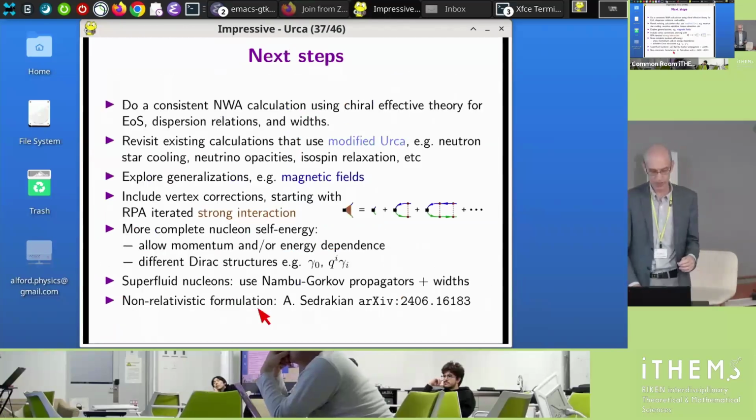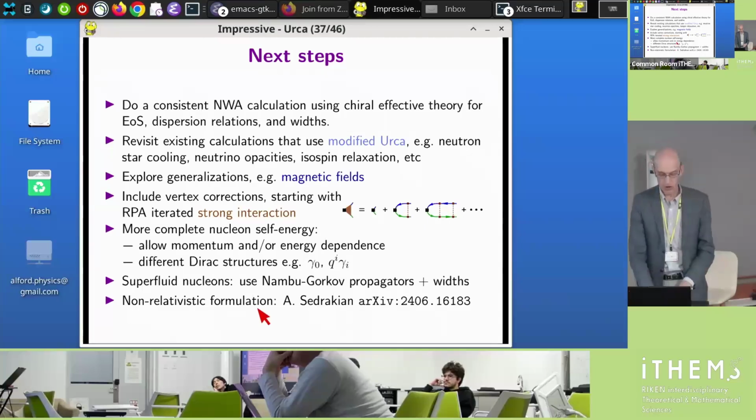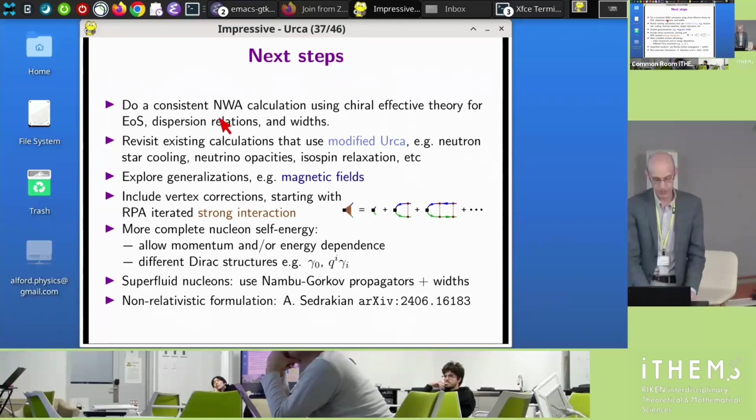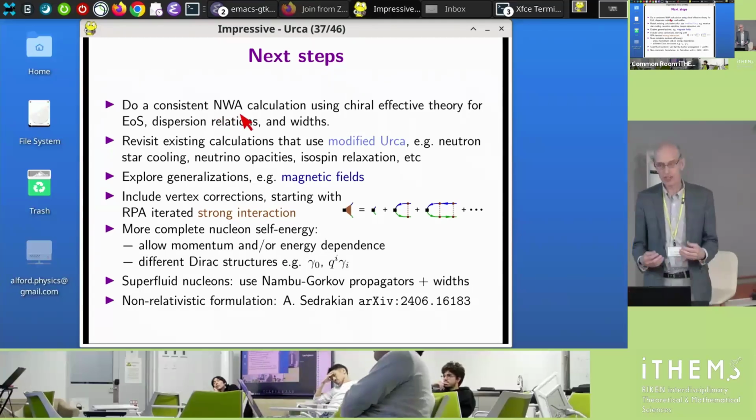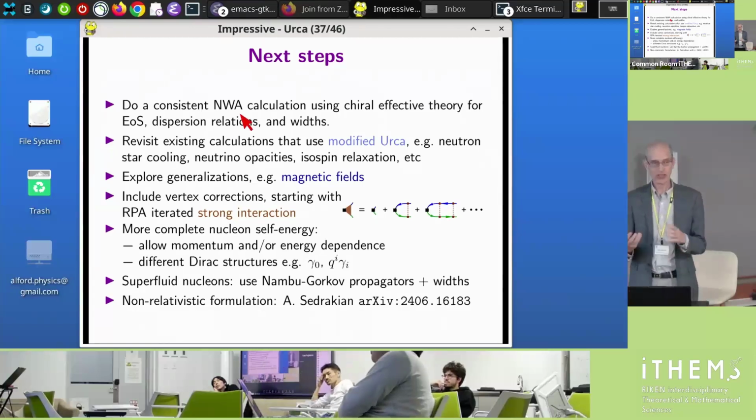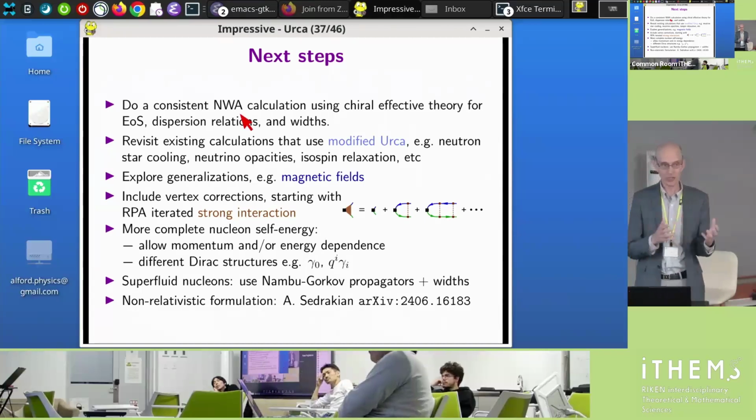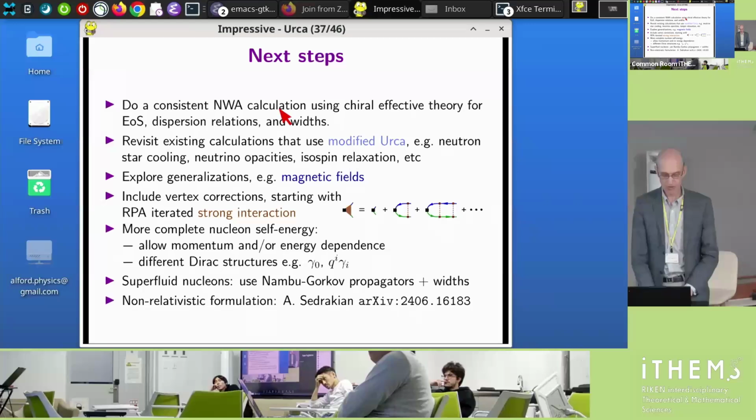So let me go to the next steps. This is the final slide. As has become clear from the questions, there are lots of ways in which you can take this further. In the calculation I showed you, we were not actually consistent. We used Sedrakian and Dieperink's calculation for the width, but the equation of state we used was a different equation of state, not the one they used. So you should really do a consistent nucleon width approximation Urca rate calculation using something consistent.